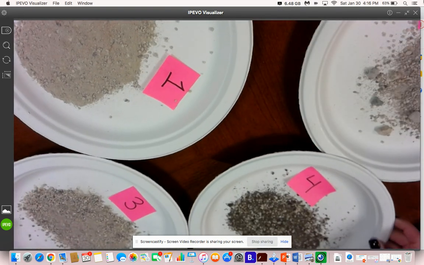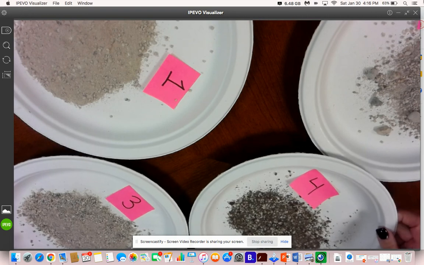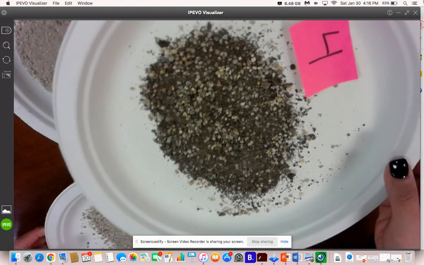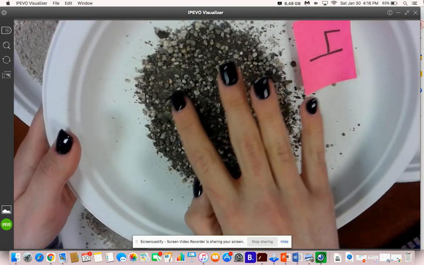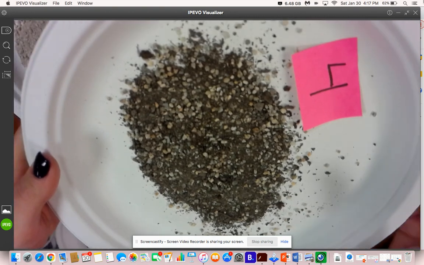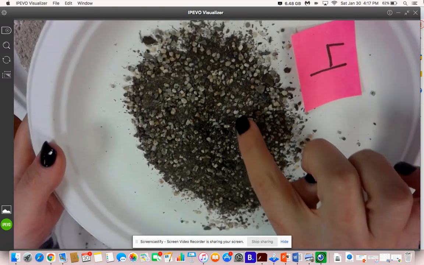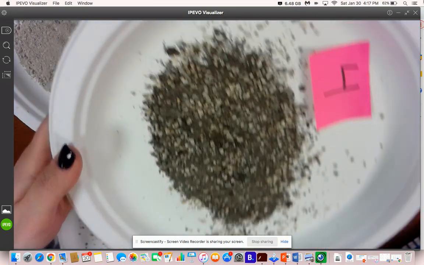Now, the second most large form of rock is gravel, and gravel is about 2 to 6 millimeters long. Okay, so some of them might have had gravel. So let's take a look at soil number 4. Okay, you can tell that there is some gravel in soil number 4, okay, because it's about 2 to 6 millimeters long. All of these little pieces of rock are known as gravel.